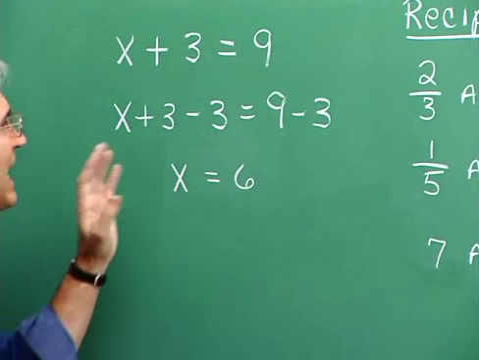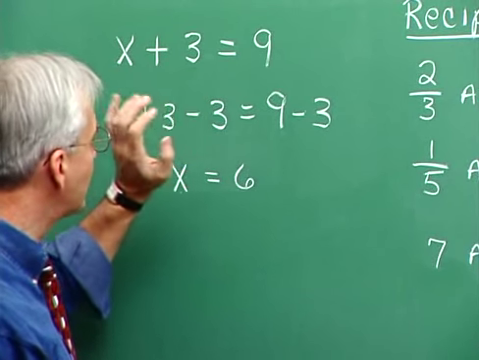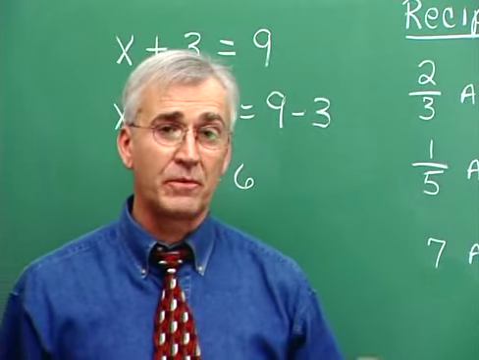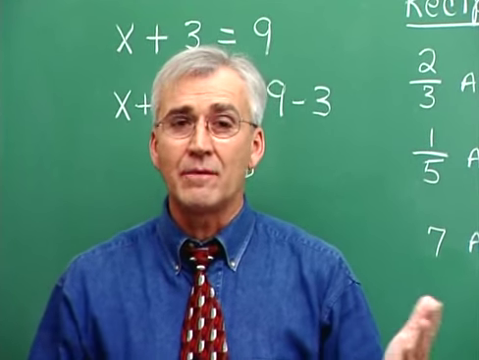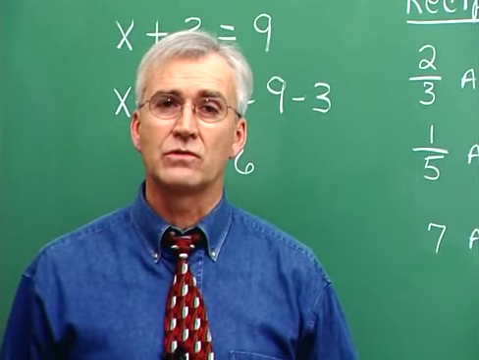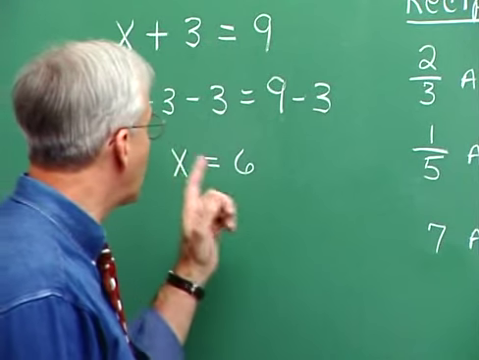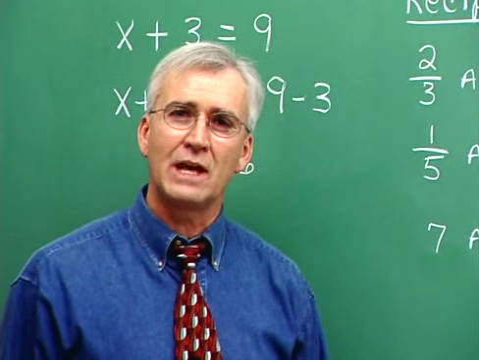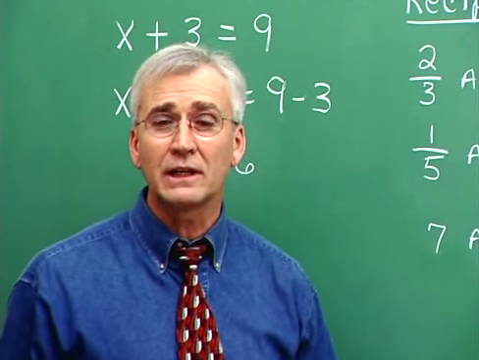Now we said that the basis for solving equations like this is the addition property of equations, and that means that we can add the same amount on both sides. But wait a second, we're subtracting the same amount on both sides here. So do we need to introduce a subtraction property of equations?